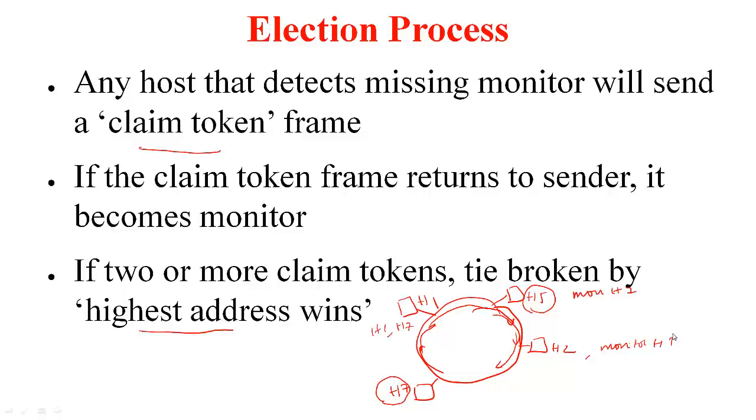Now when it goes through H2, it will alter this and also set it equal to H7. Now this frame of H5, when it goes through H7, H7 knows that its address is better than H5, so it is going to drain the claim token of H5 and not forward it further. So that way H1 always views H7 as the correct monitor.